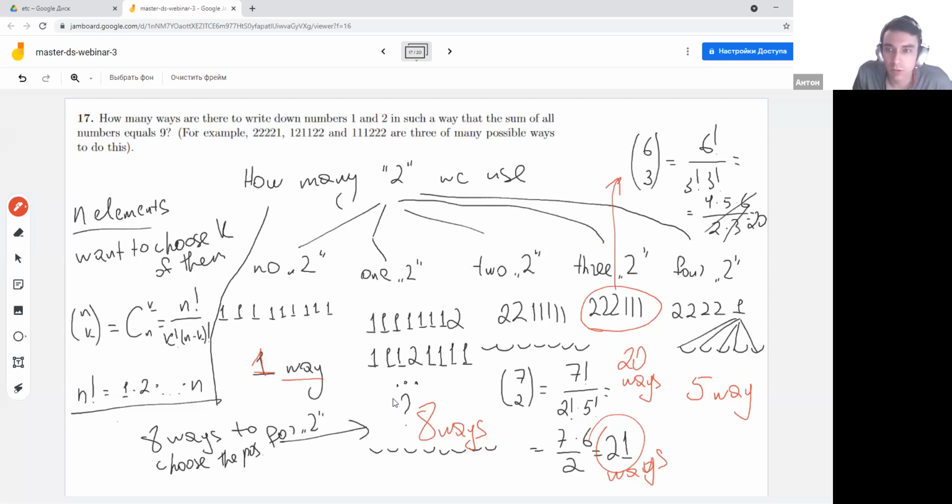And the total number of ways is just the sum. I'll write the answer at the bottom, but I will also say it in case you don't see it there. So it is 1 plus 8 plus 20 plus 21 plus 5, which is 1 plus 8 plus 21 is 30.